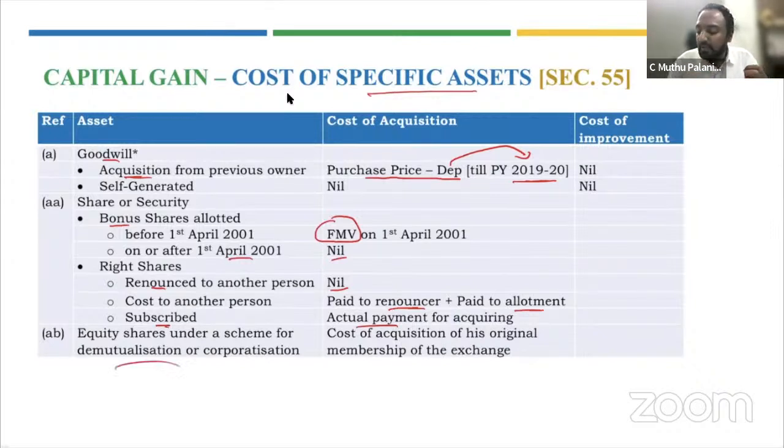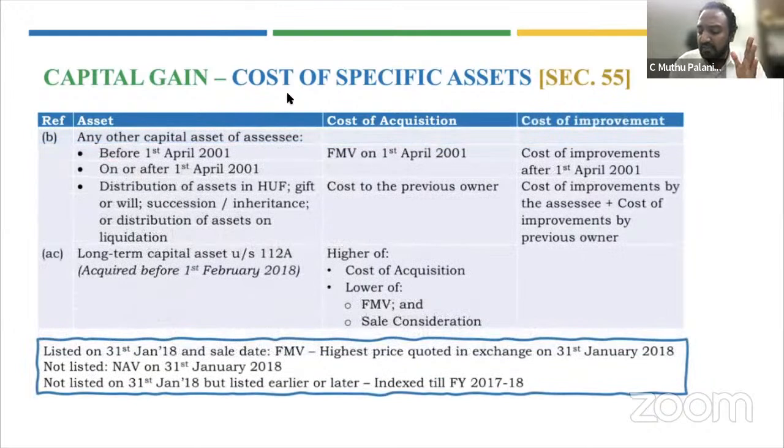In the scheme of demutualization or corporatization, we'll not get into this. Basically, demutualization is where a particular organization is getting converted into a stock exchange. So the membership charges which I pay at the time will become the cost. This is totally irrelevant for examination. I don't think you'll be tested on this, so we'll leave it.